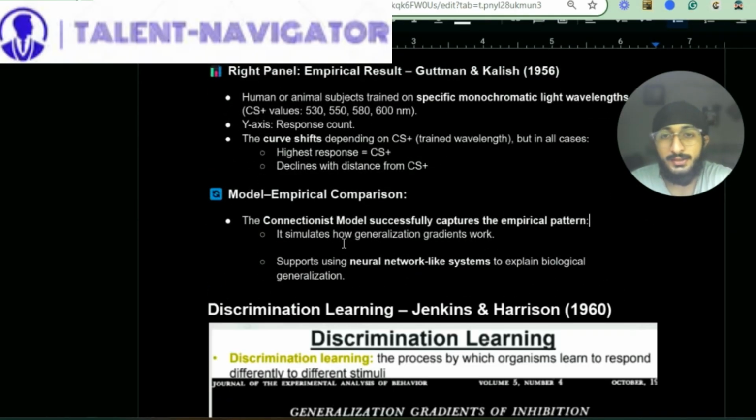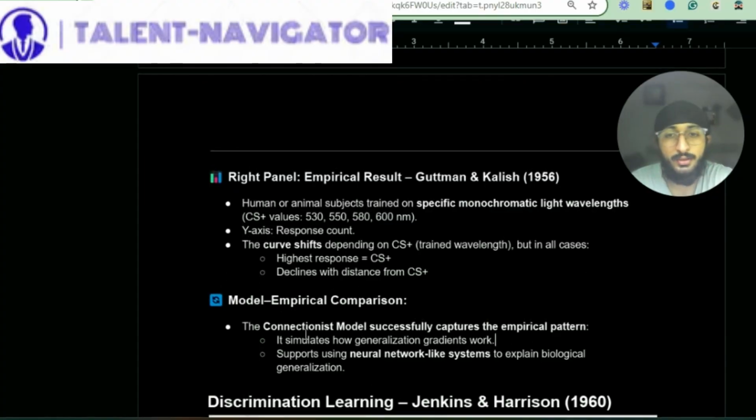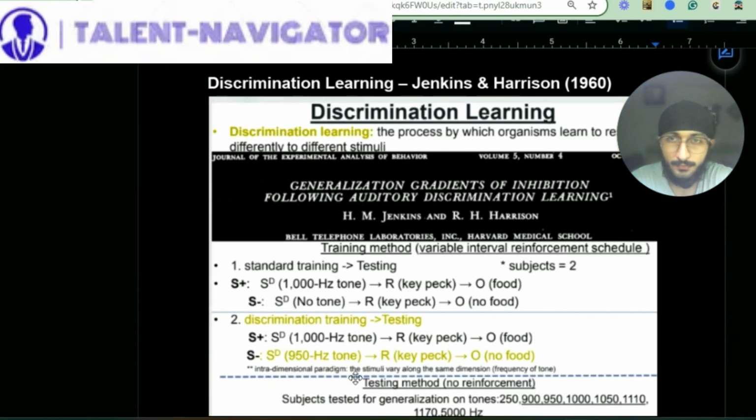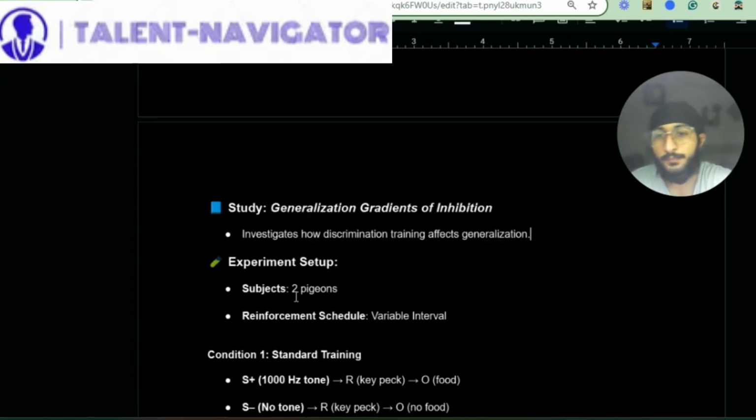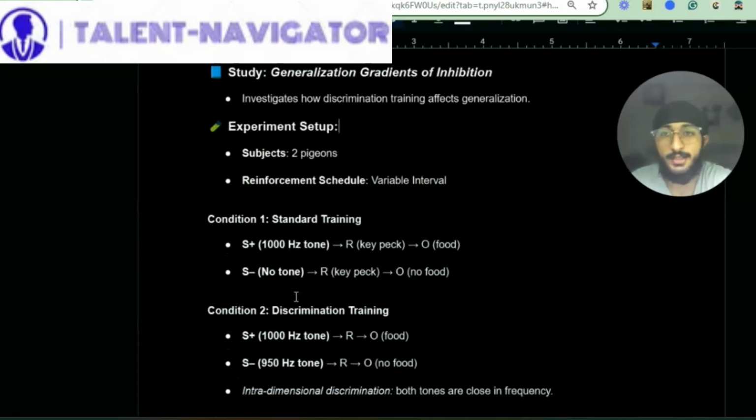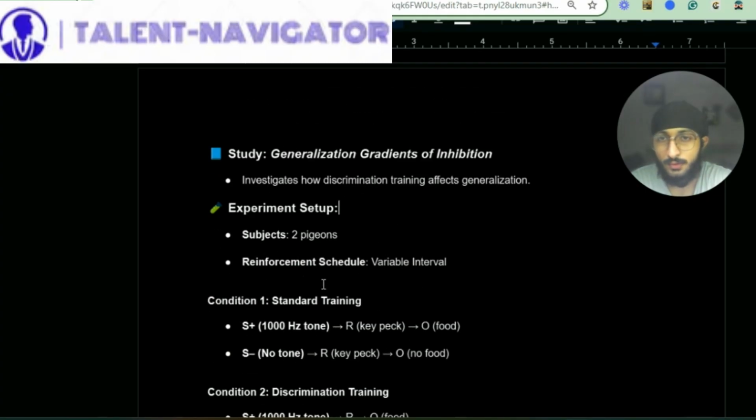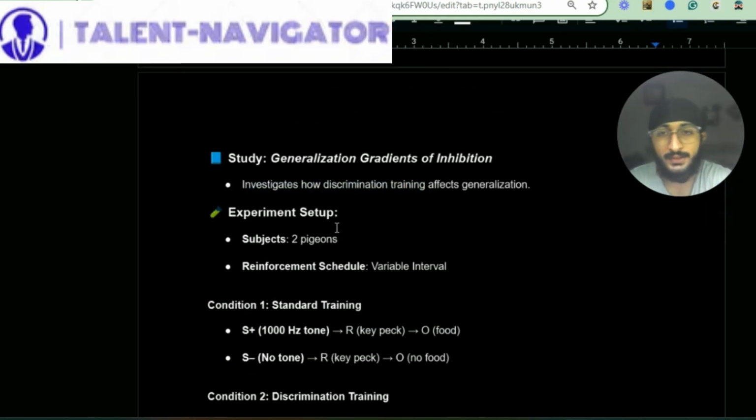So, model-empirical comparison: the connectionist model successfully captures the empirical pattern, which simulates how generalization gradients work and supports using neural network-like connectionist models. Now moving on, we will study what is known as discrimination learning. It investigates how discrimination training affects generalization.